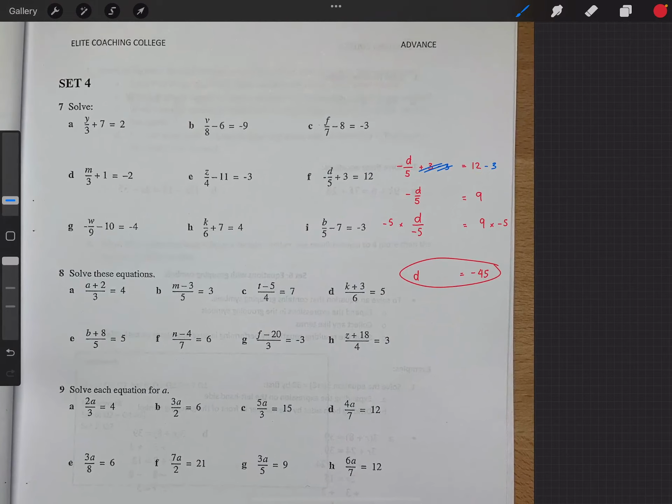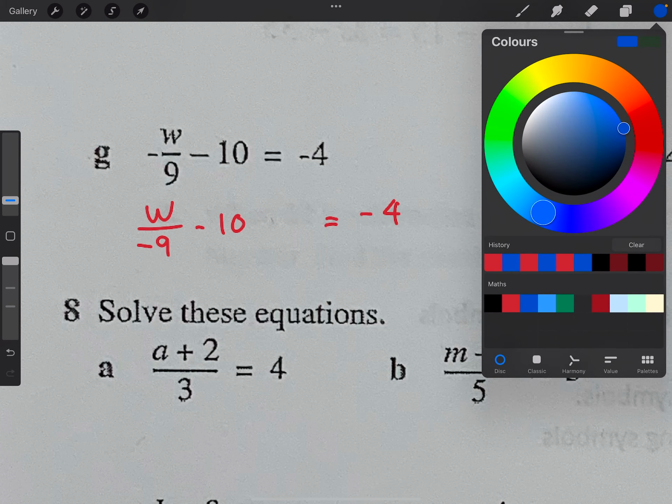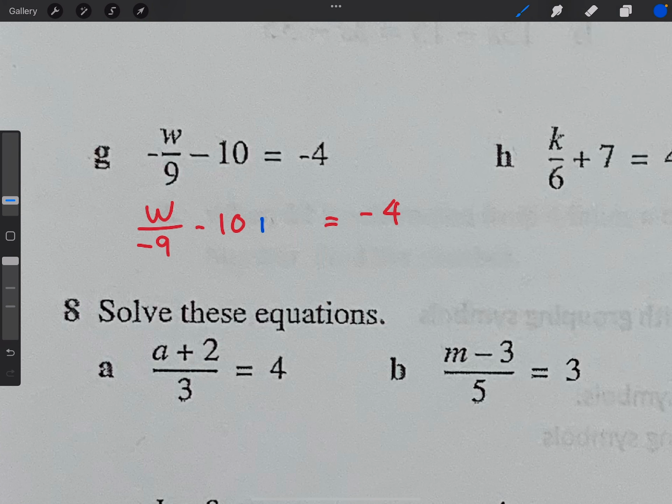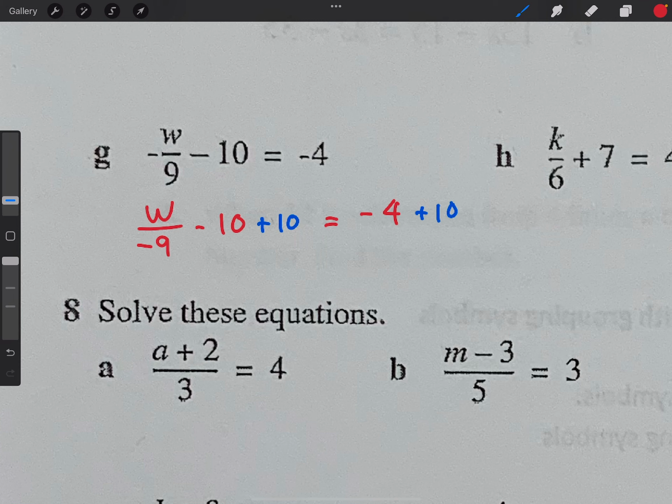What about question G? Again, you see that minus there? I'm going to put it down to the bottom here. So that's the same as saying w over minus 9, and then minus 10 there, equals negative 4. First thing I like to do is get rid of that minus 10, so I'm going to add 10 to this side as well. So what you're going to get is w over minus 9.